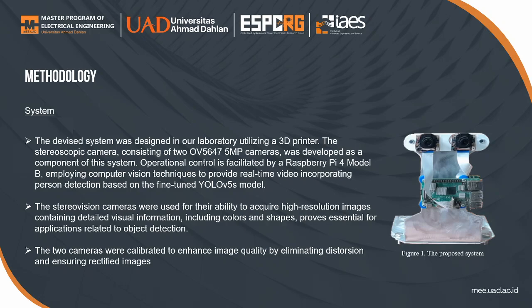The stereovision cameras were used for their ability to acquire high-resolution images containing detailed visual information, including colors and shapes, and this proves essential for applications related to object detection. The two cameras were calibrated to enhance image quality by eliminating distortion and ensuring rectified images.